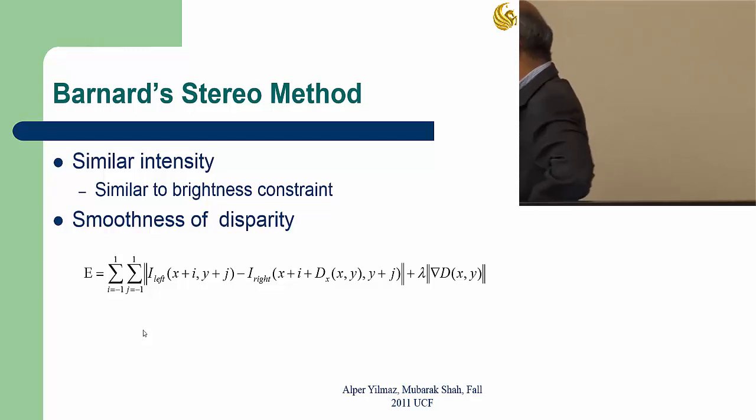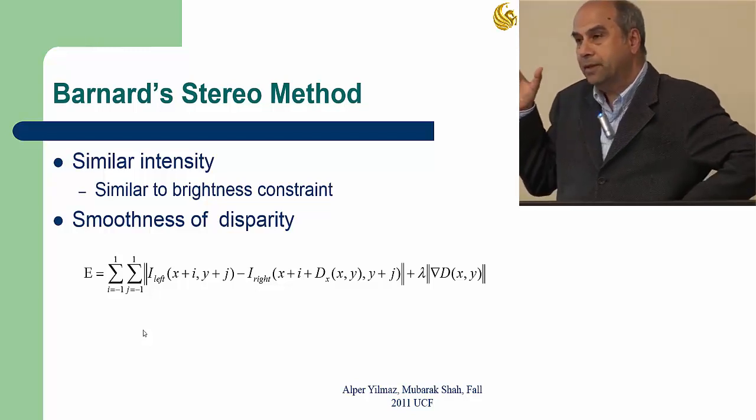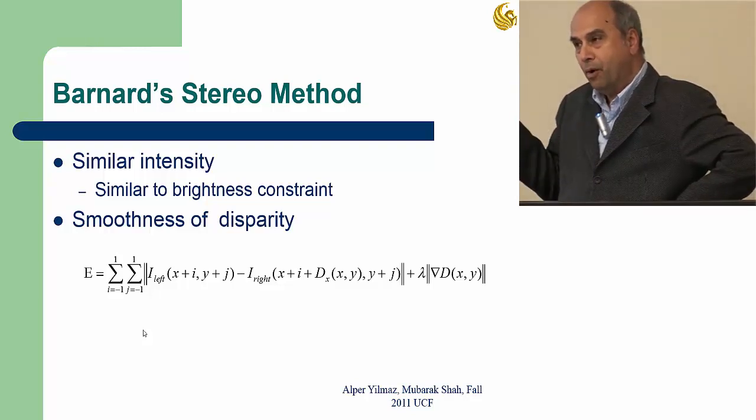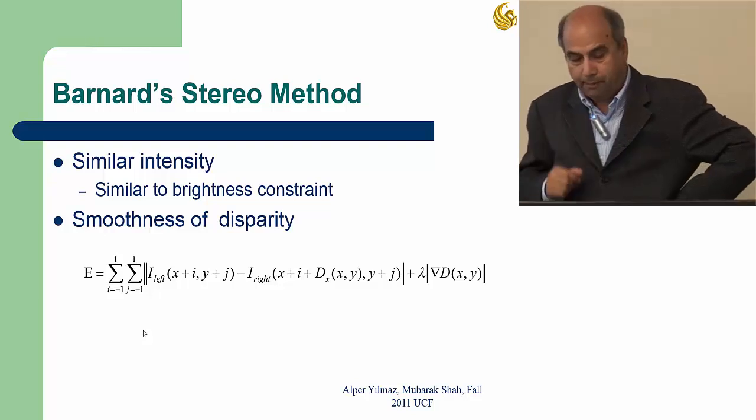Second constraint, we are saying the disparity map which we find has to be smooth, which means the gradient of that has to be small. Okay? So that is the lambda, combined with that.